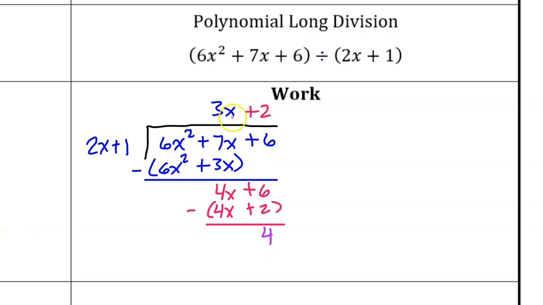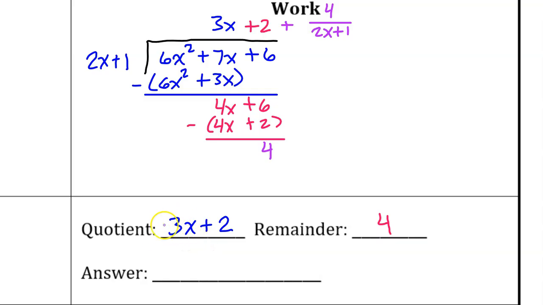The fact that we have already reached the constant at the end of the quotient means that this is the remainder. And just like before, we would do plus the remainder over the divisor. So that's the answer. In other words, the quotient was 3x plus 2 with a remainder of 4, but the answer is 3x plus 2 plus 4 over 2x plus 1.